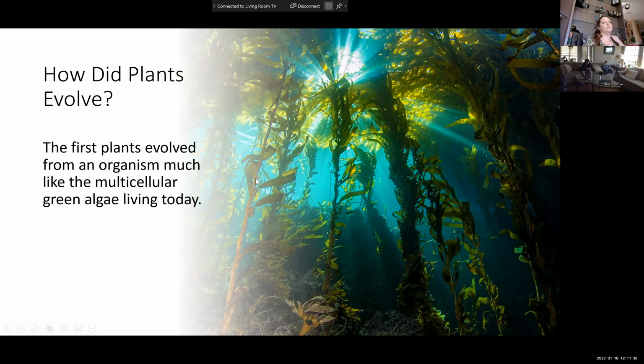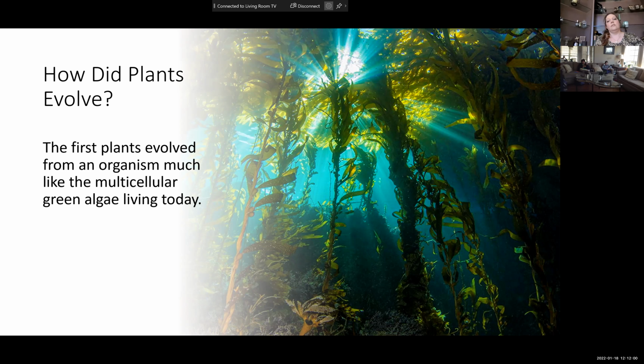So how did plants evolve? All right, so this right here, what is this in the picture? You guys know what that is? Kelp. Kelp, seaweed. So this is where we get, remember last week when we were talking about protists, and I was saying, okay, you're going to see these little green algae classified as both protists and plants, depending on who's doing the classifying, right? This is a good example here.